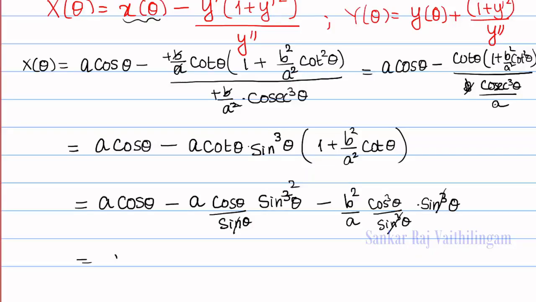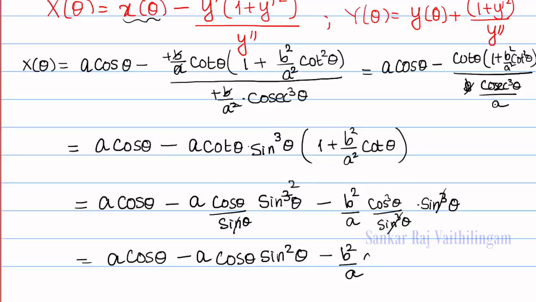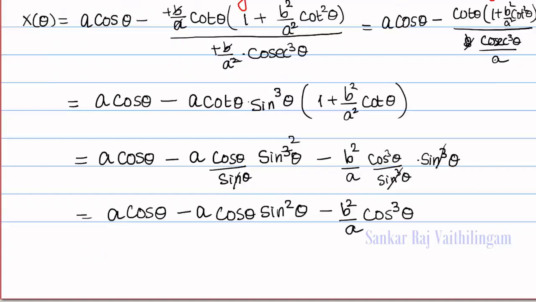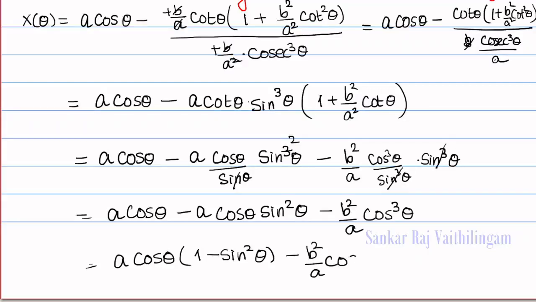So we are having this is equal to a cos theta minus a cos theta sine square theta minus b square by a cos cube theta. Taking a cos theta common, this is 1 minus sine square theta minus b square by a cos cube theta, and 1 minus sine square theta is cos square theta.